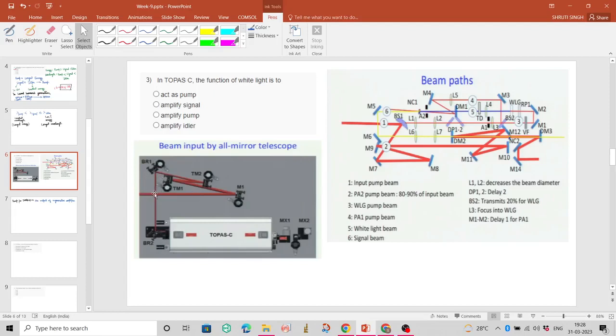So here these TM1 and TM2 can be like steering mirrors or tuning mirrors.